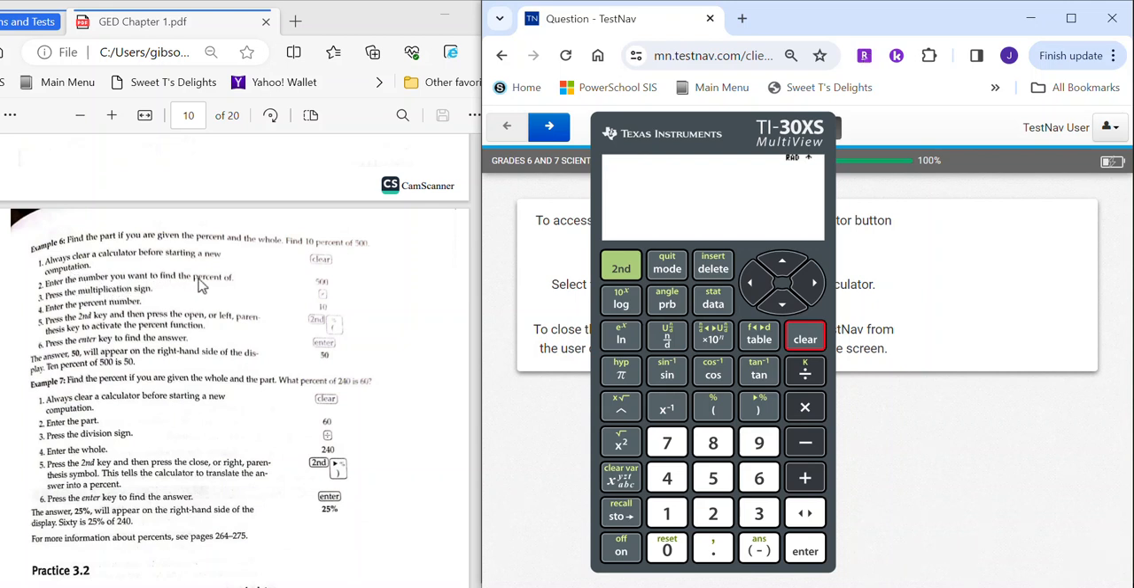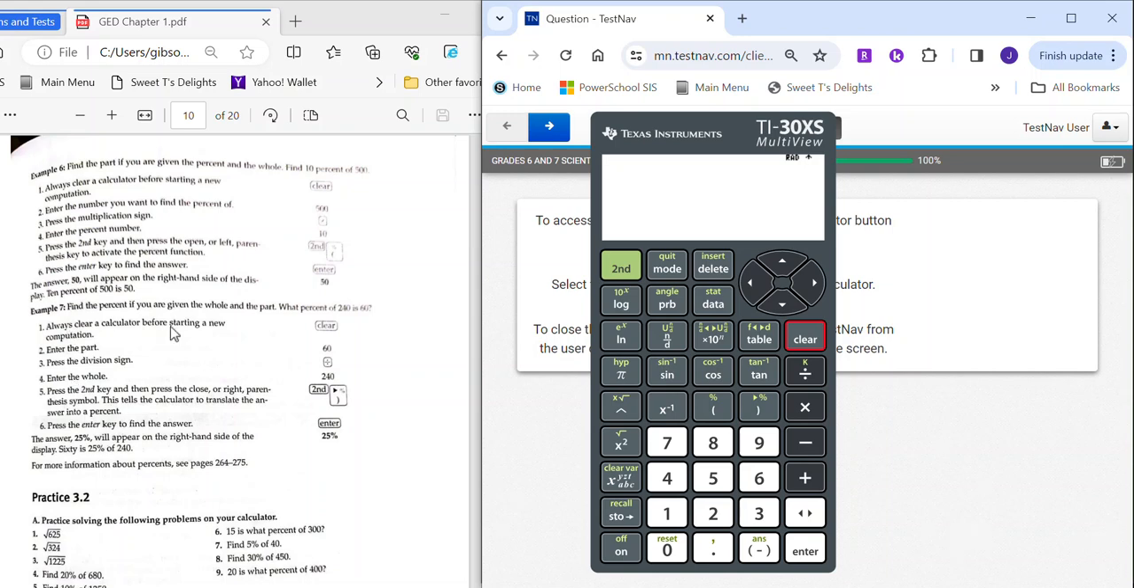Enter the number you want to find the percent of. We want to enter 500 and then press the multiplication sign and then enter the percent number. So we'll type in 10 and then we have to press second and then the percent sign here. And then it'll be 500 times 10%, and that would equal 50. And that is the final answer. So now we would clear that.